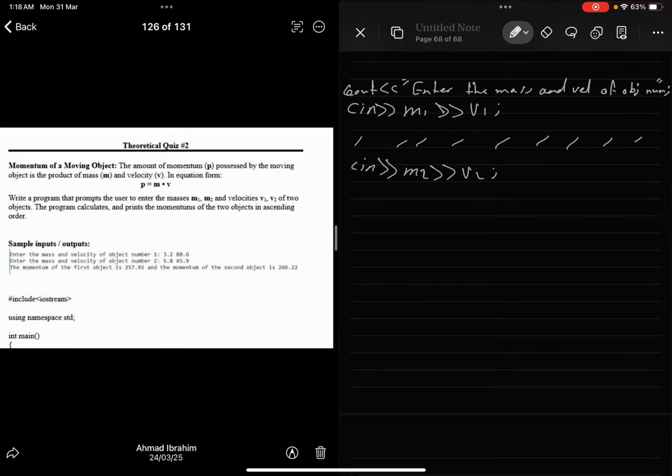After that we have to write the momentum 1. So if you want to find the momentum 1, it is equal to mass 1, or m1, because we declared it as m1, times v1. And for momentum 2, it is equal to m2 times v2.